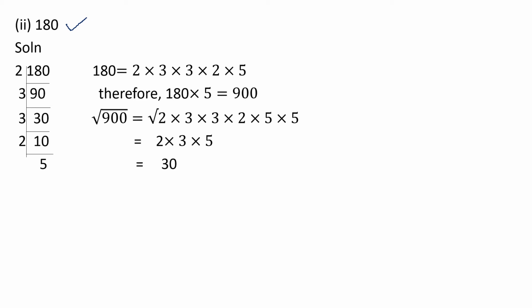Now what you are doing? Do the prime factorization. Then write 2 into 3 into 3 into 3 into 2 into 5. Here 2 has a pair, right? Then 3 also has a pair. Which number doesn't have a pair? 5 doesn't have a pair. So with 180 multiply 5, 180 into 5. You are getting the answer 900. Now take the square root of 900.